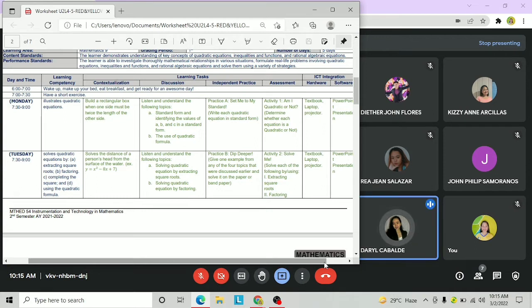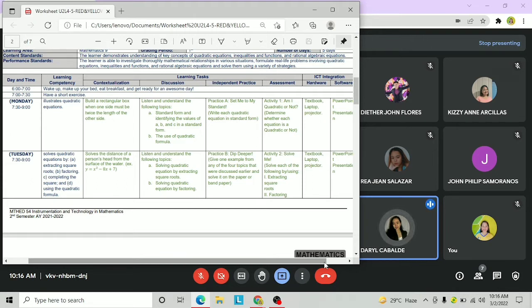Okay, for today, 7:30 to 9, the learning competency was to solve quadratic equations by extracting square roots, factoring, completing the square, and using the quadratic formula. Our contextualization: solve the distance of a person's head from the surface of the water, for example, y = x squared minus 8x plus 7. So the discussion will be: listen and understand the following topics.